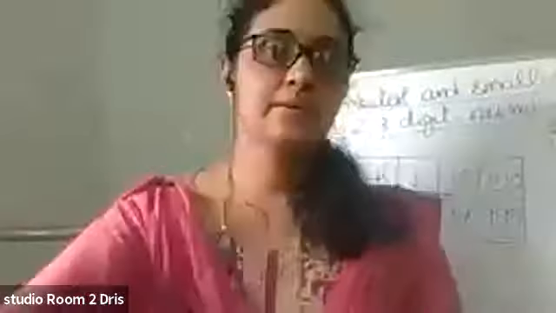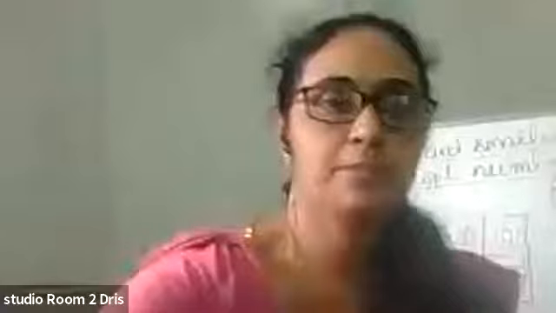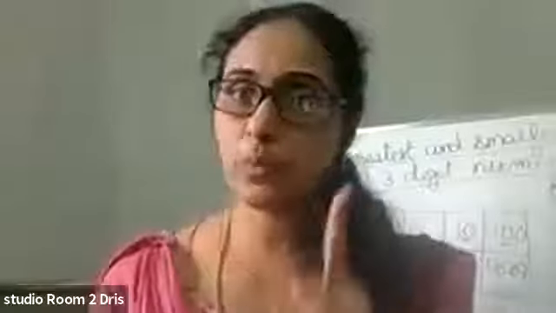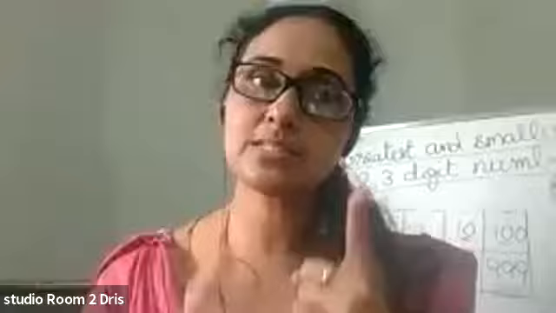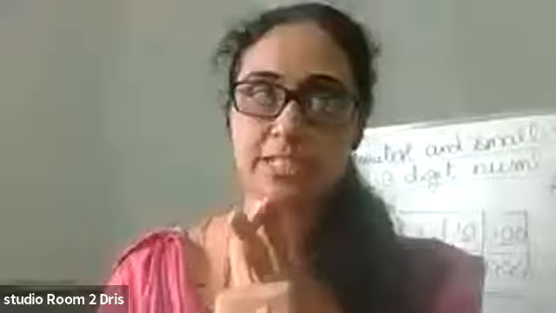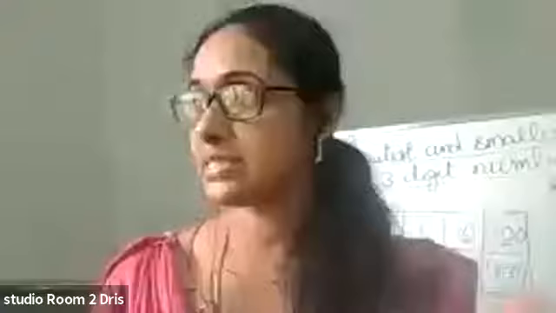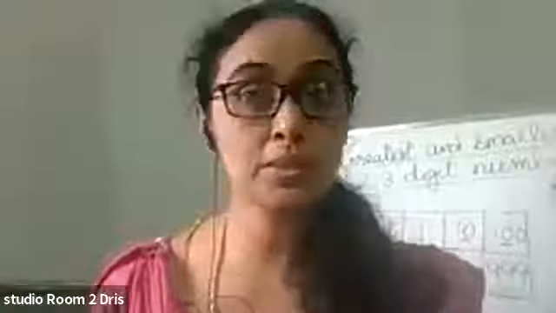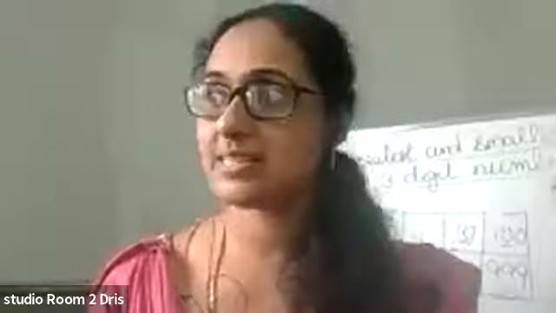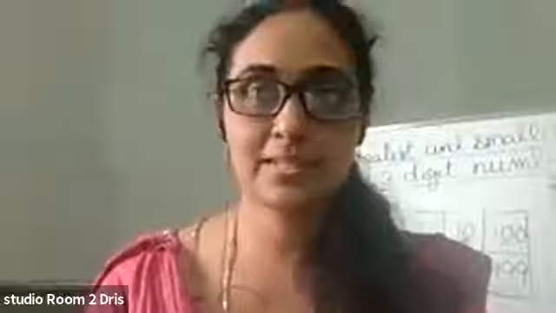I think you might have written the notes. I will send the notes in WhatsApp if you have not completed. Copy down in your notebook neatly. Okay. So, the smallest one digit number is 1. The smallest two digit number, just put 1 0, it will become 10. Smallest three digit number, put one more zero, it will become 100. Now greatest one digit number, 9. Greatest two digit number, 99. Greatest three digit number, 999.